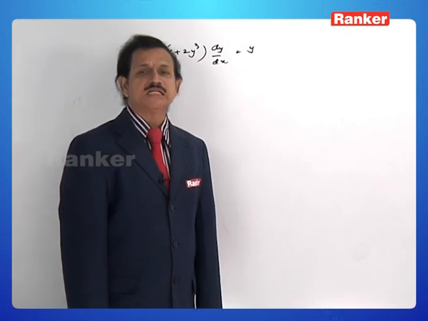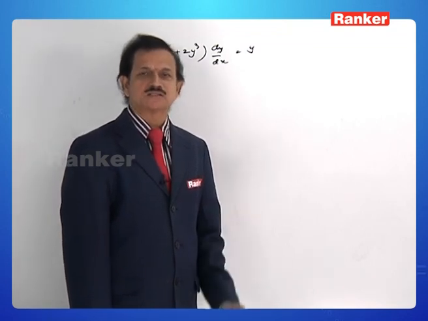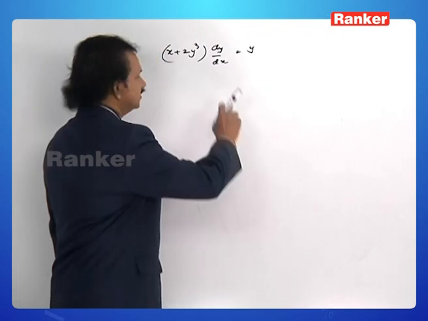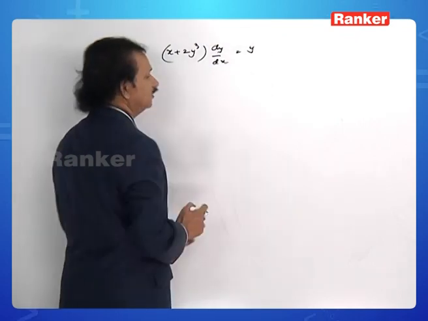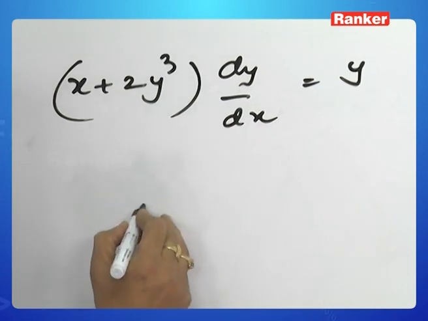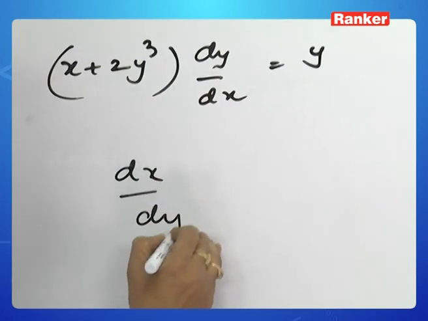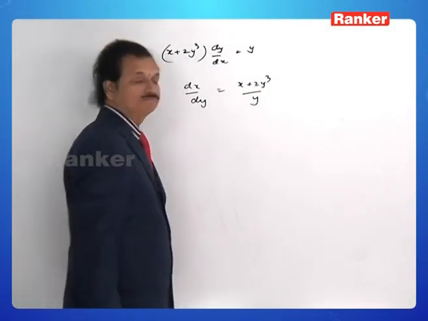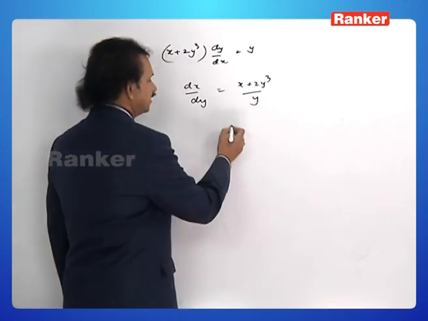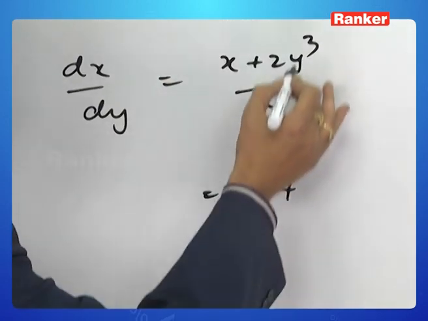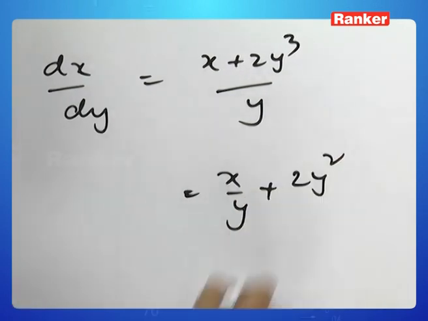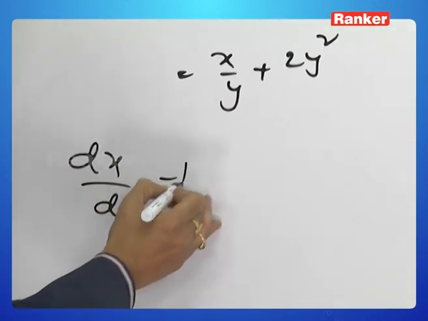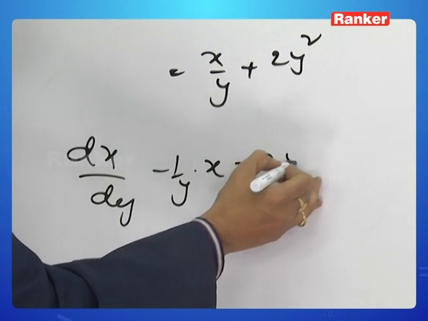Therefore, dy/dx has less utility, so let us try to get dx/dy. That is, send this here, bring this here. What happens? dx/dy is equal to (x + 2y³)/y, that is equal to x/y + 2y³/y, which is nothing but 2y². Therefore, dx/dy minus (1/y)x is equal to 2y².